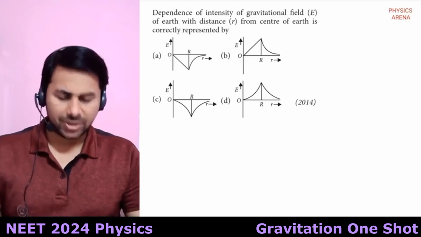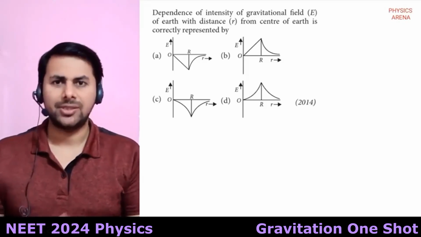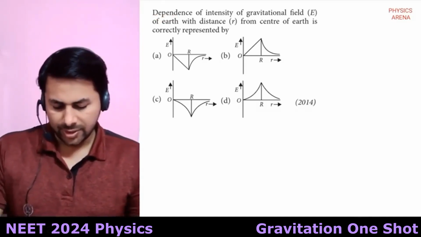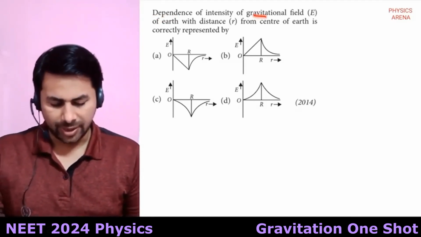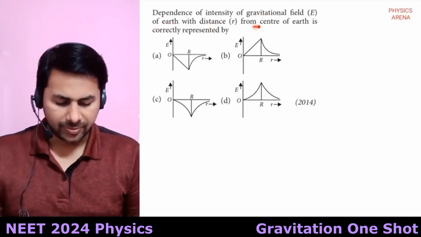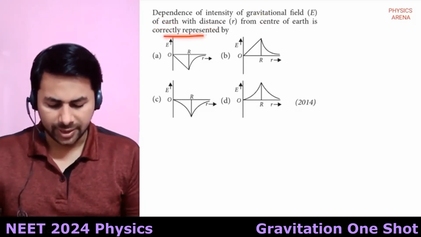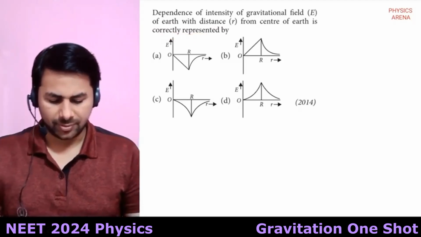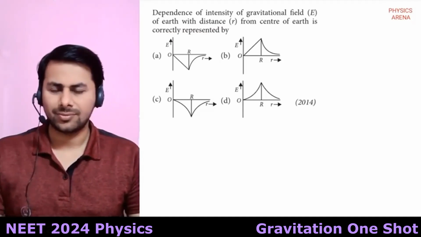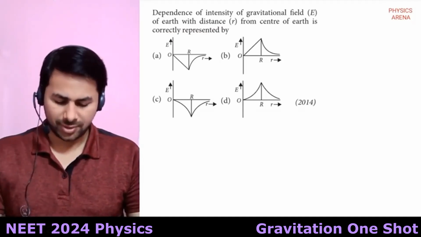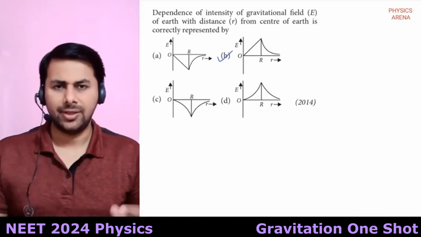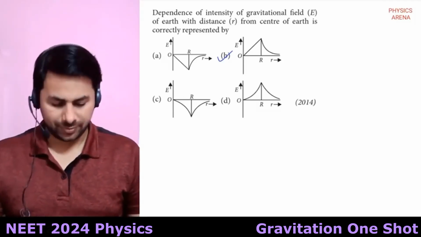Now let's discuss some questions based upon what we discussed yesterday. Let's see this question. The dependence of intensity of gravitational field of Earth with distance r from the center of Earth is correctly represented by which option? It is option B, because gravitational field is just acceleration due to gravity.